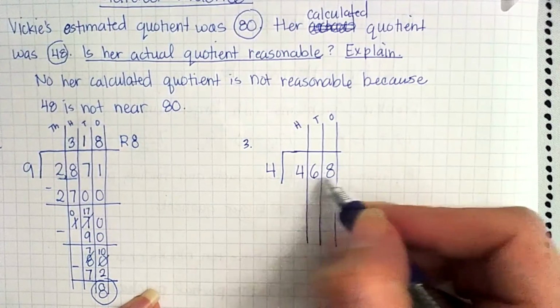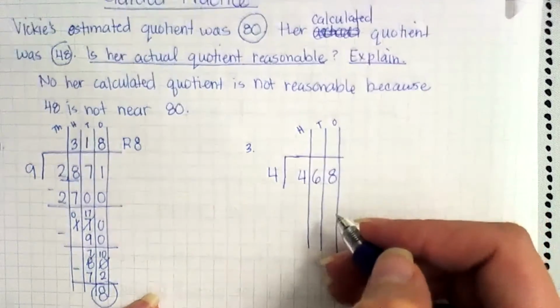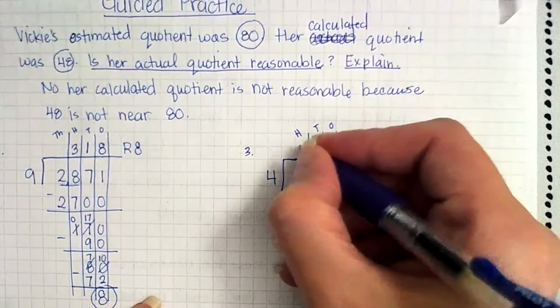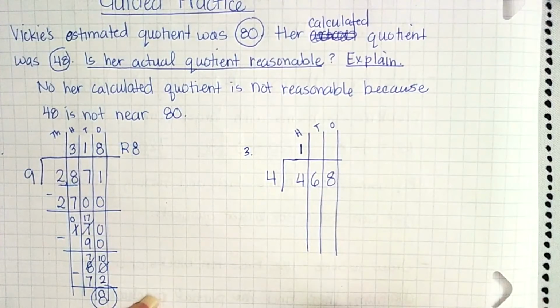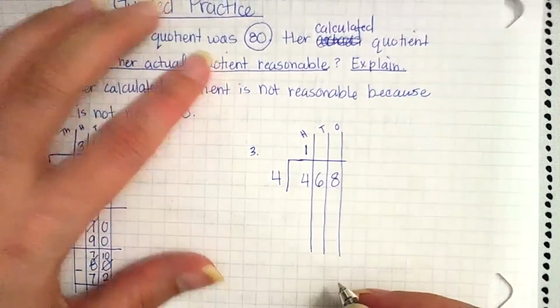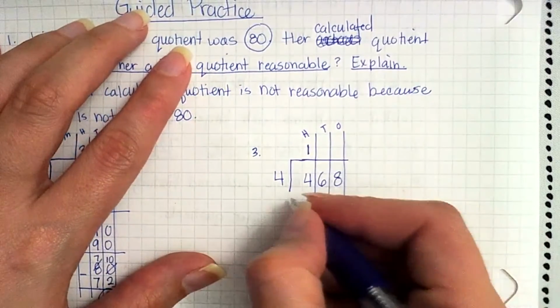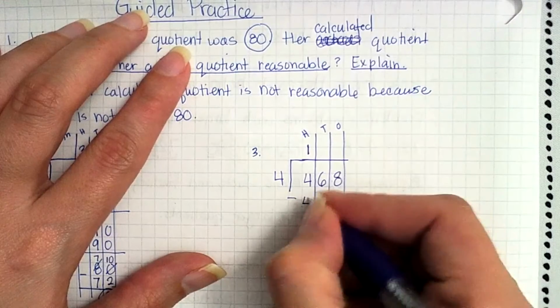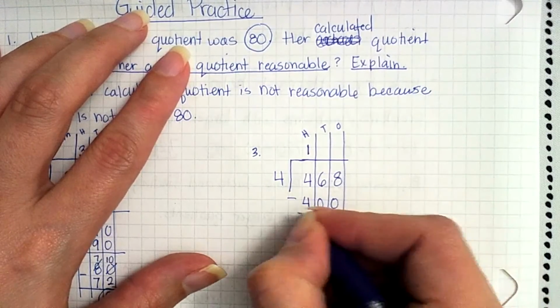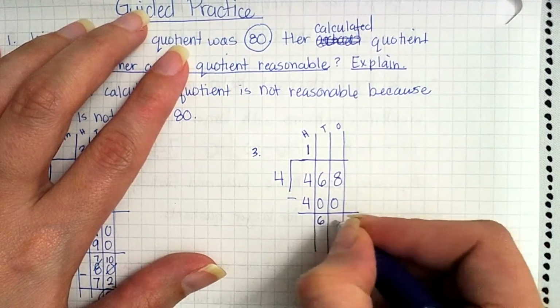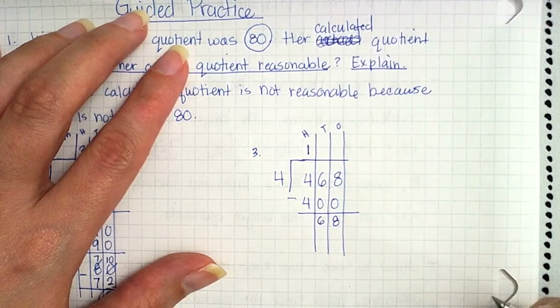4 goes into 400 how many times? Well, that's easy. We know 4 times 100 is equal to 400. So I'm going to put the 1 in the hundreds place, and that tells me that I'm working with 100. I will subtract off 400, and I'm left with 68.